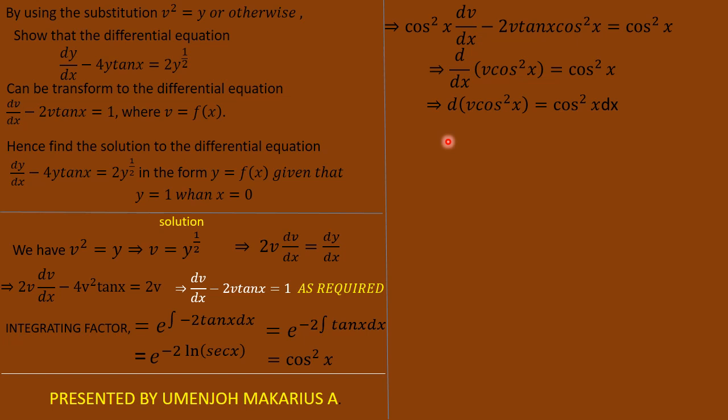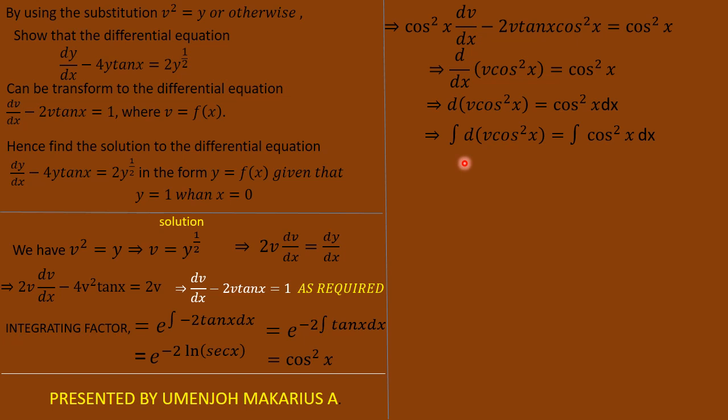Keep in mind that everything on the left hand side is inside the derivative. So in this case, we are going to introduce our integral sign, knowing fully well that the integral of the derivative of something is simply that something. It's simply what is inside of the derivative.